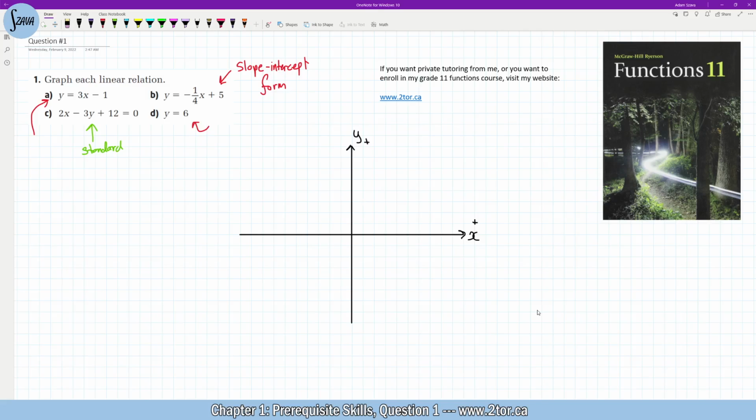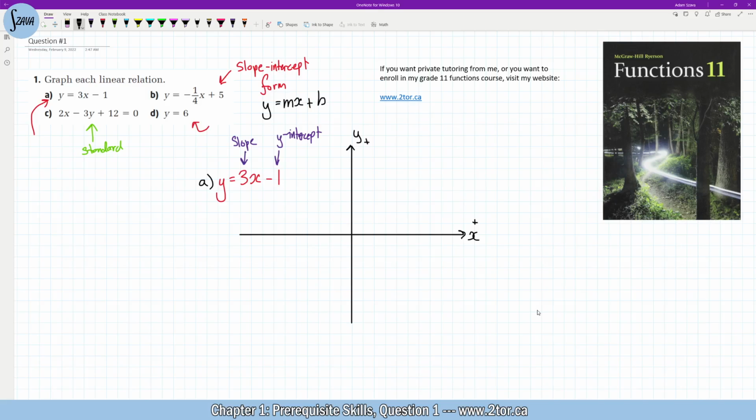Now, first of all, with line A, which I'll do in red, we're going to have y equals 3x minus 1. And we have to identify a few things. The slope of a line, that's called the slope. And that's called the y-intercept. In general, when you write a line in slope-intercept form, it's y equals mx plus b. And so m is your slope, b is your y-intercept.